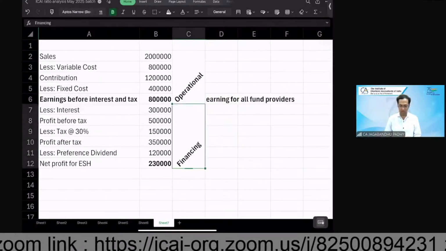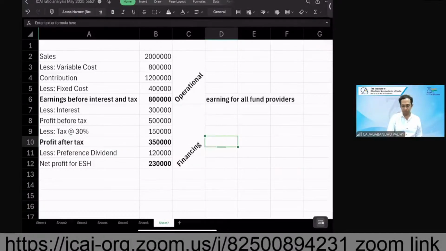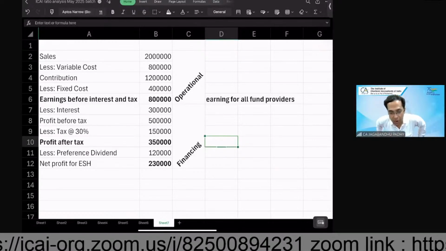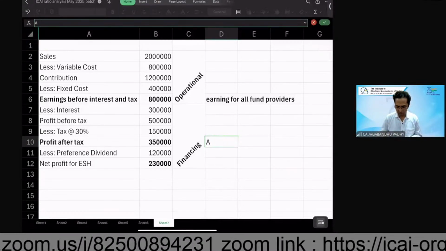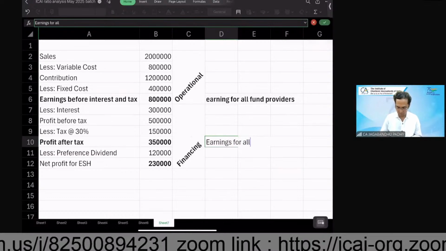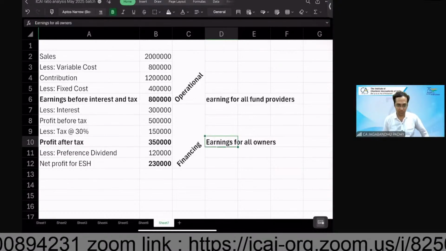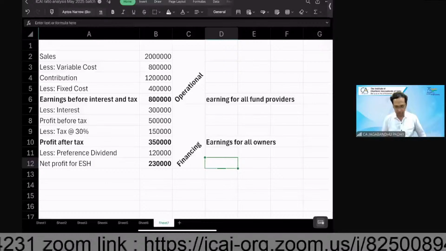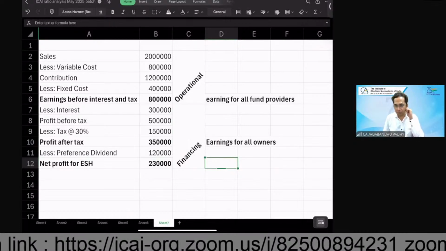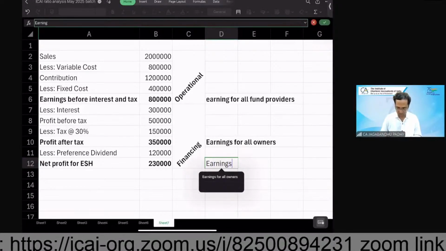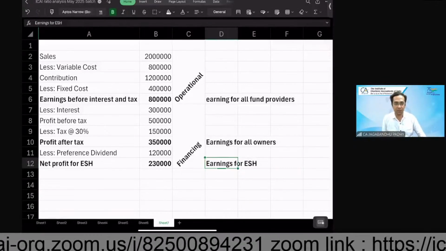Then we have this profit after tax, this figure. Tell me, this is earnings for whom? 3,50,000 earnings of the company is for whom? Can I say this is earnings for all owners? This is earning for all owners, total shareholders, all shareholders. And finally, we can say this last figure, net profit for equity shareholders, 23 lakh. This is earnings for whom? This is earnings for equity shareholders. Right? This is earnings for equity shareholders.